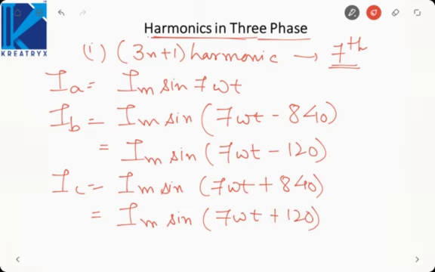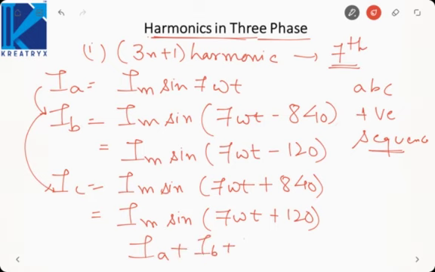Now if you see, the phase sequence is A, B, C. That is a positive phase sequence. So 7th harmonic is a positive sequence harmonic. Now we do understand whenever we have a balanced three-phase voltages or currents, the sum of those will be 0. Okay. That means if I take IA plus IB plus IC, it will always be 0. For a balanced three-phase connection, the sum of three-phase currents and voltages is always 0. That means these harmonics can flow in star as well as delta connection.